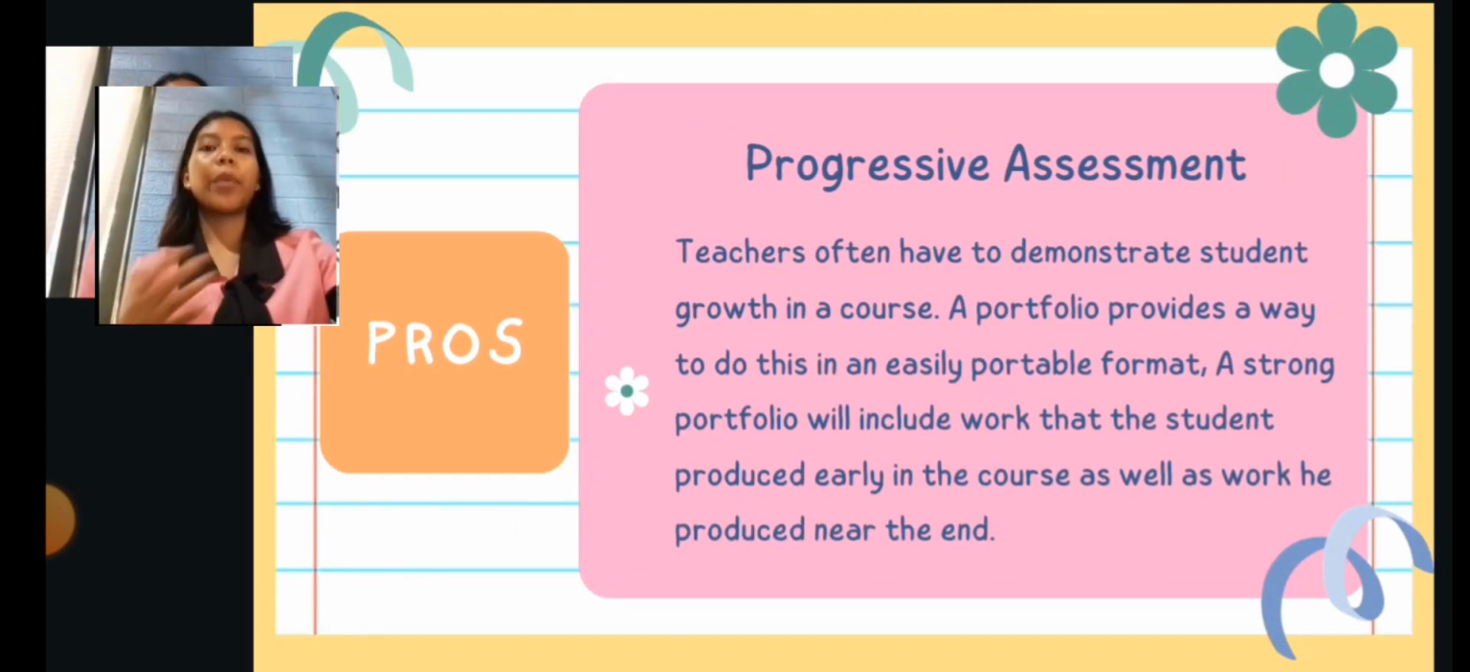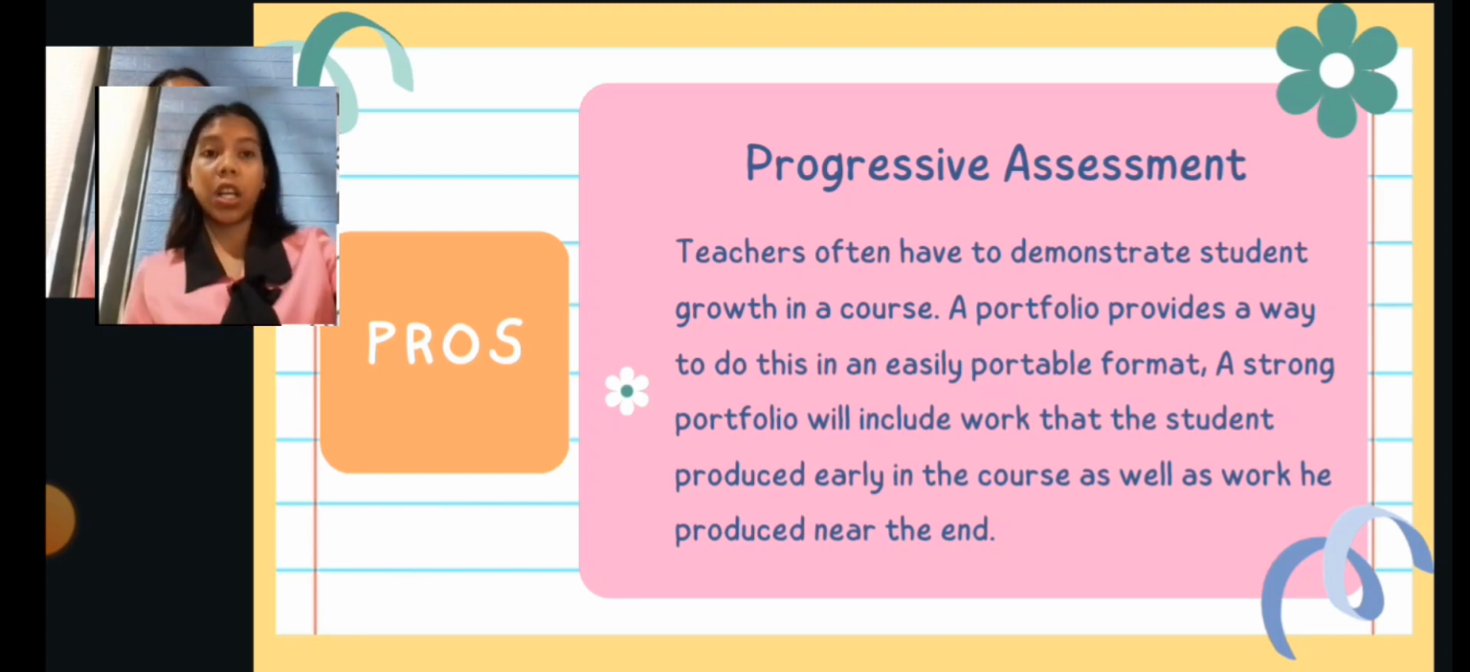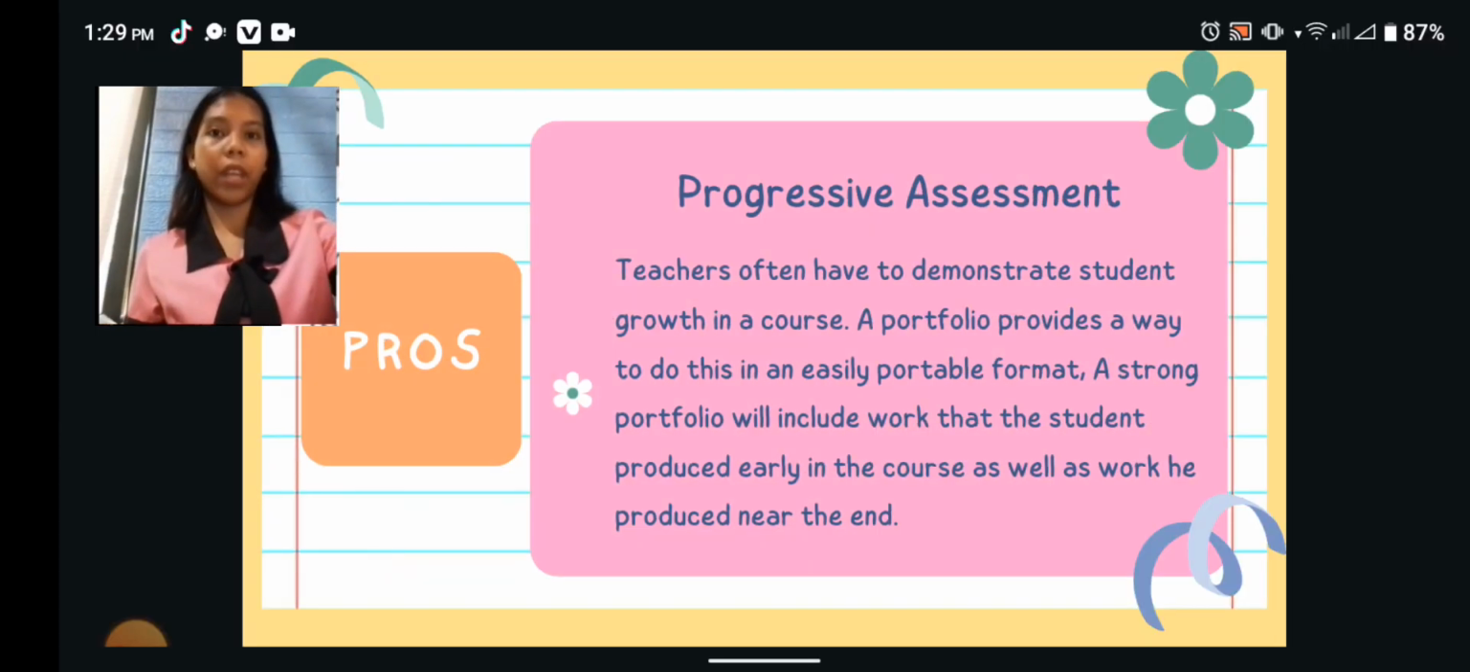Progressive assessment. The portfolio provides the teachers an easy way to demonstrate student growth in a course. So it means that the portfolio provides an easy way to show what the students have learned rather than working on a single assignment in a course, as well as from one day of an entire semester of the year.